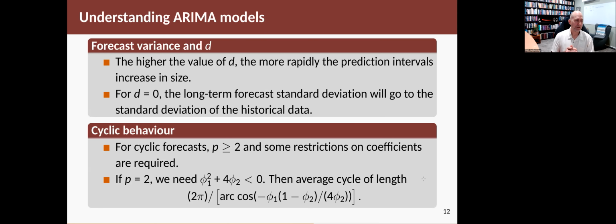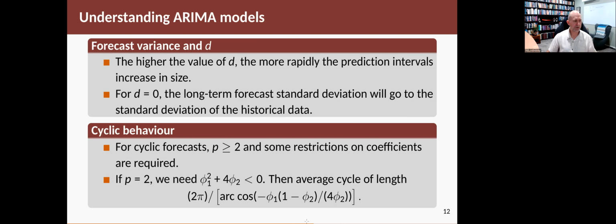What about the variance? Well, the bigger d is, the more rapidly the prediction intervals will increase in size. If d equals 0, the long-term forecast standard deviation will be the standard deviation of the historical data. If d equals 1, it's going to increase. If d equals 2, it's going to increase even more rapidly. It's sort of going to blow up like that.